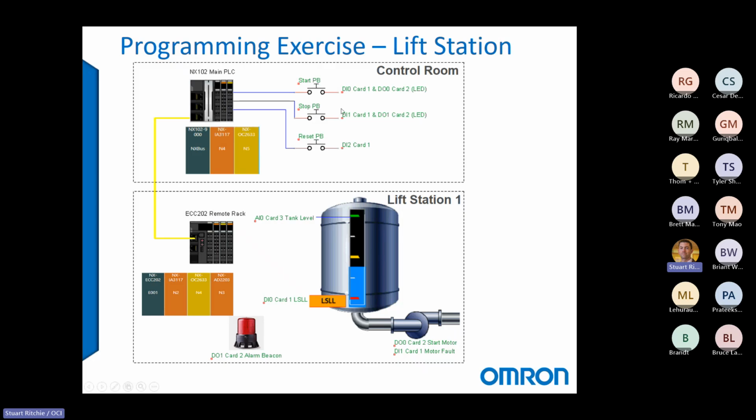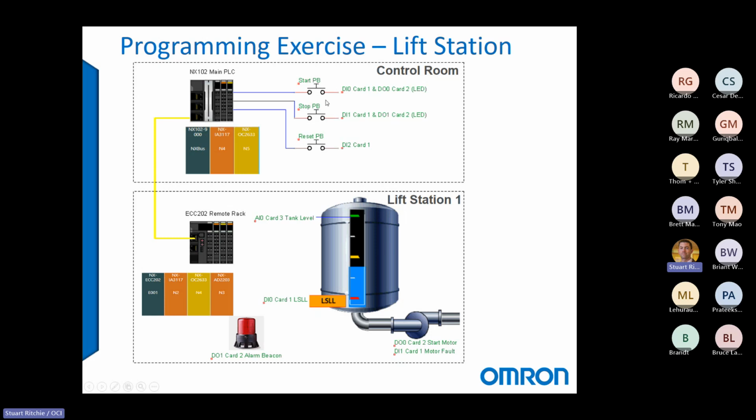So there's essentially a control room and a lift station out in the fields somewhere. So we've got a couple buttons in the control room to start and stop our lift station, and then we've got the lift station itself out in the field, and we've run an Ethernet cable out to a remote rack at the lift station itself.